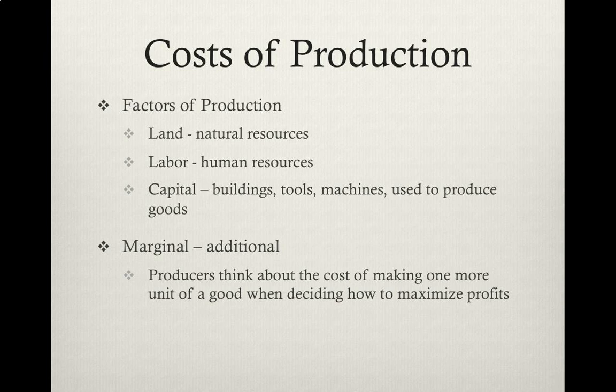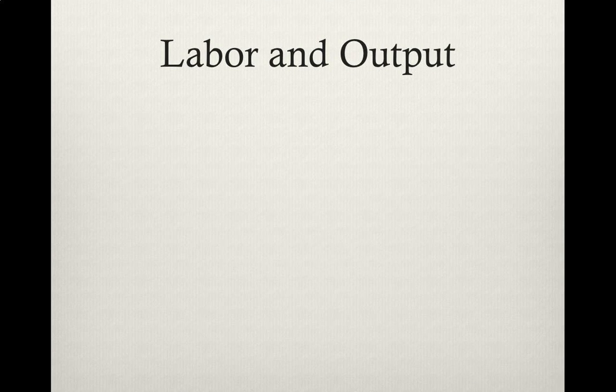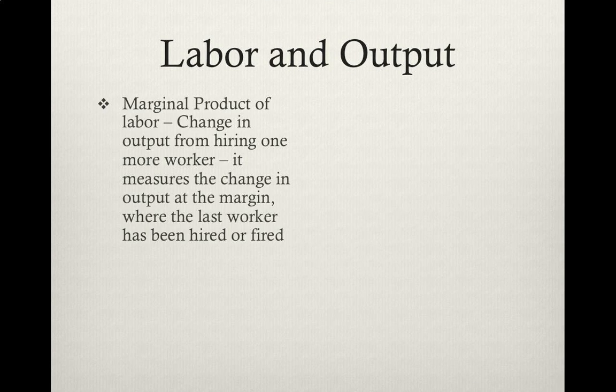Once again, marginal means additional. So producers think about the cost of making one more unit of a good when deciding how to maximize their profits. How much is it going to cost me to make one more unit, and how much revenue am I going to make by producing that next unit? So, labor and output.